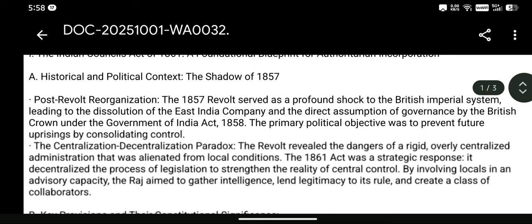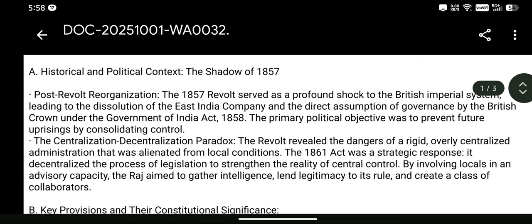Historical and political context: the shadow of 1857. Post-revolt reorganization: the 1857 revolt served as a profound shock to the British imperial system, leading to the dissolution of the East India Company and the direct assumption of governance by the British Crown under the Government of India Act 1858.